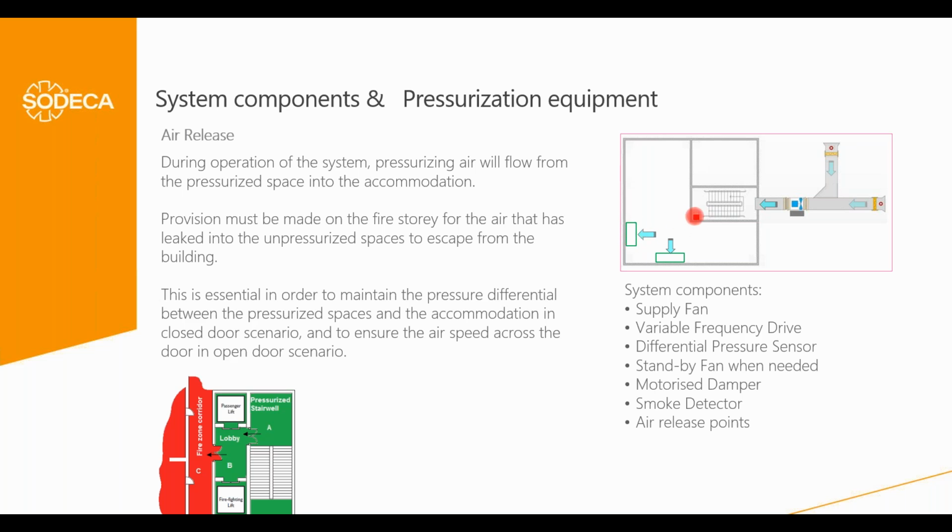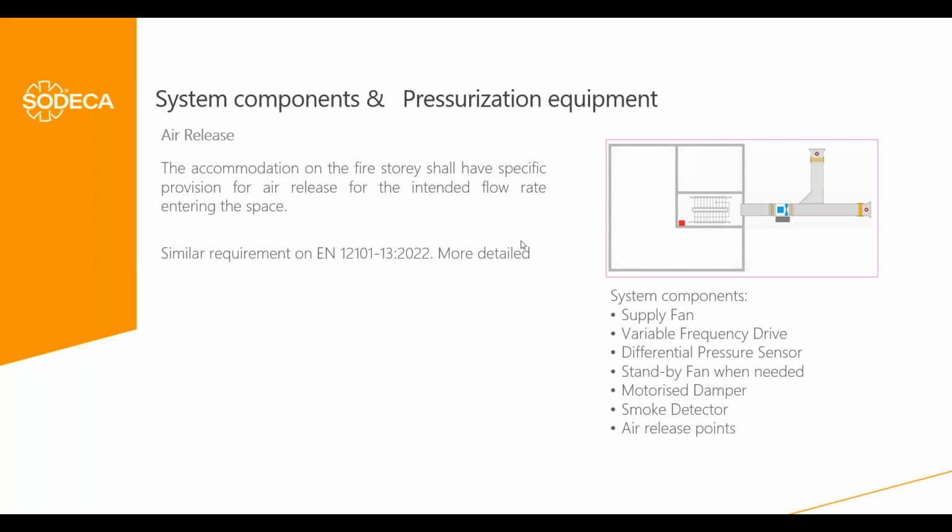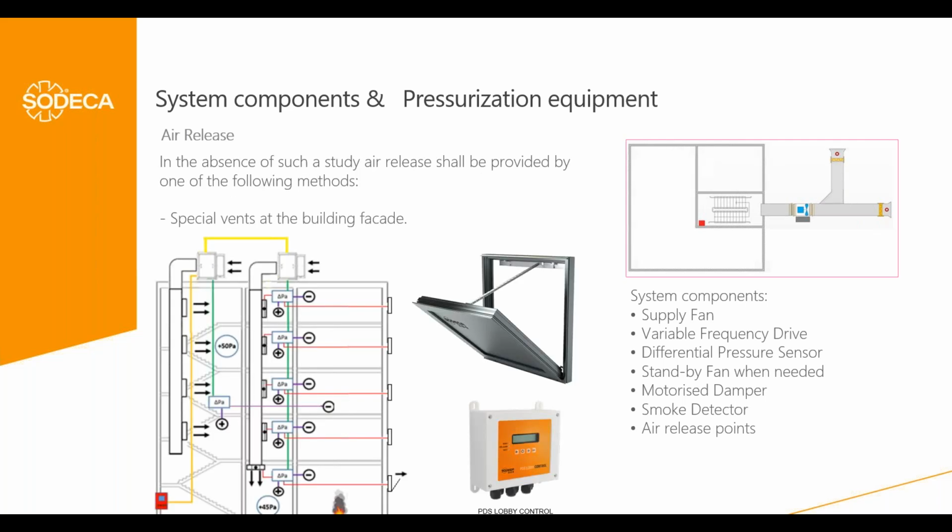And we have seen this in simulations that we have done. Okay, so it's essential to have this air release. And this is also required in the old part 6 and in the new part 13. And in the new part 13, it's more detailed than in the old part 6 requirement for these areas. There are different possibilities. The first one is to have these vents in the facade of the building.